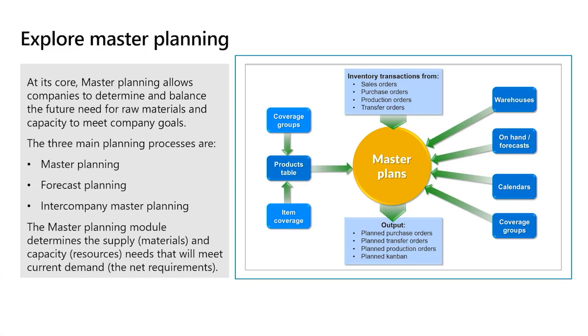But as we wrap up this module, I want to chat a little bit about master planning. This is what allows your company to figure out what you have in raw material and what you need to order to meet your company goals. The way that master planning works is it looks at what materials you currently have on hand and then compares it to what you need to produce your products. It's also looking at your inventory, your transactions, your sales, purchasing, production, and all of the transfer orders, and all of that is going to go into the master plan. So your warehouses, the forecasts, calendars, coverage groups, product tables, all of these different things are going to impact the master plan inside of the supply chain management module.